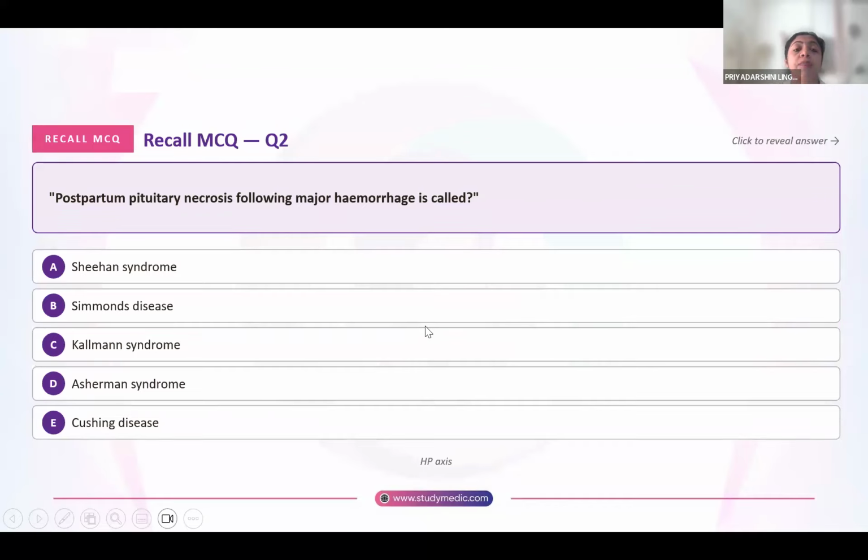Now, next question. Postpartum pituitary necrosis following a major hemorrhage. Generally, it is seen after major postpartum hemorrhage. What is this syndrome called as? This syndrome is called as Sheehan syndrome.